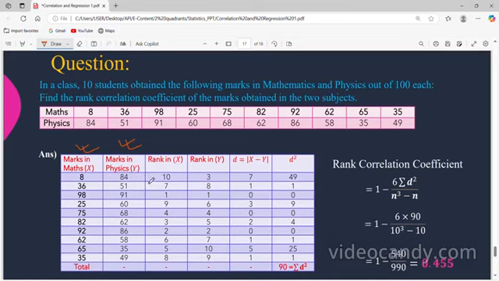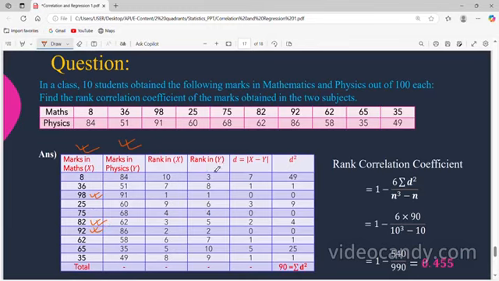Now rank in X. How do we find the rank in X? First we have to select which one got the highest mark. 98 is the highest mark, so it is considered as 1. The next highest mark is 92, so this is considered as 2. The next highest mark, 82, is considered as 3. In this way we will find the remaining also.